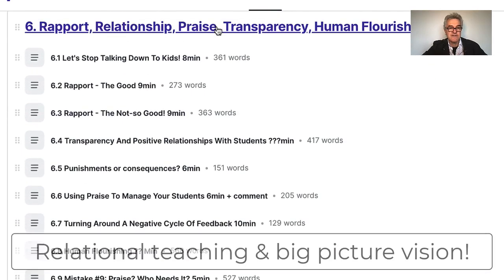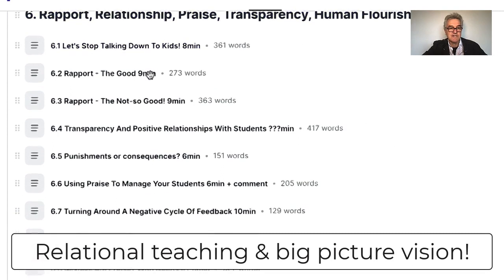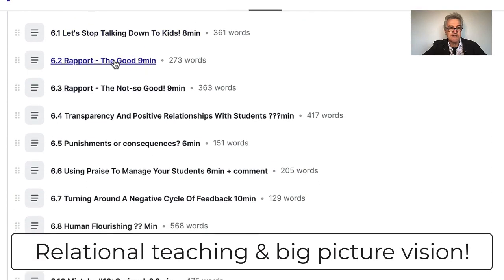This is where the vision really starts to happen. Well, let's stop talking down to kids. There's a thing on rapport, some tips. This is also a couple of stories here I tell that are embarrassing. And I tell them because it would have been so easy not to do what I did here. And I don't want you to make these mistakes.